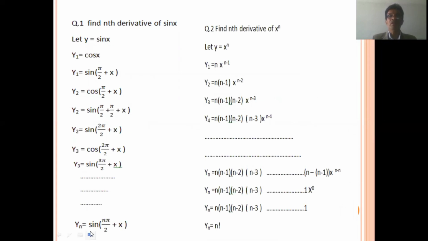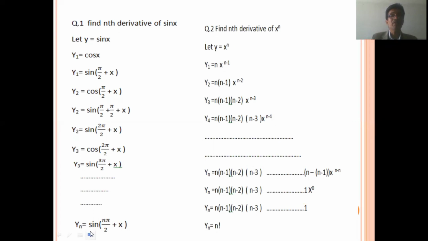Now some examples of nth derivative. Question number 1, find the nth derivative of sin x. Let y equal to sin x. y1 means first derivative, y2 second derivative, y3 third derivative. So y1 is the differentiation of sin x, which equals cos x. Here we convert cos x into sin x. We know that sin of (90 plus x) equals cos x. Therefore, we write cos x as sin of (pi by 2 plus x), since 90 degrees means pi by 2. So y1 is equal to sin(pi/2 + x).